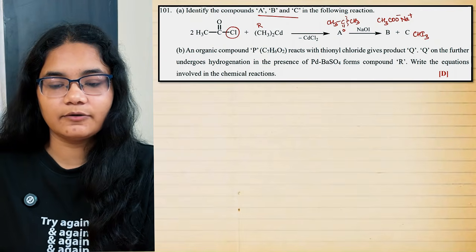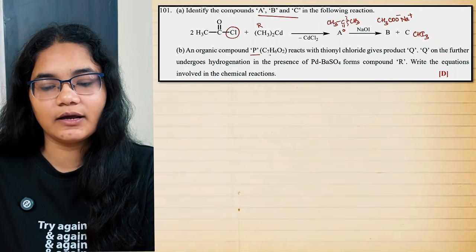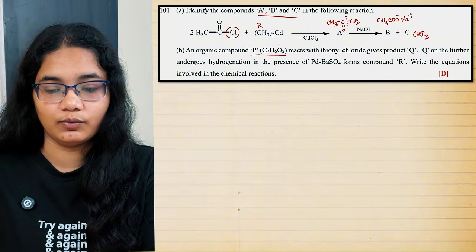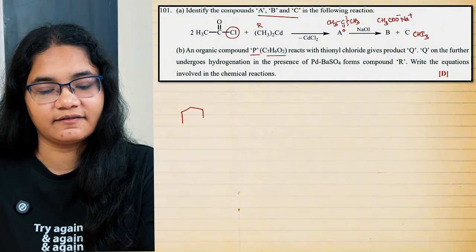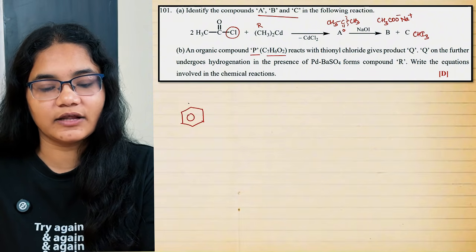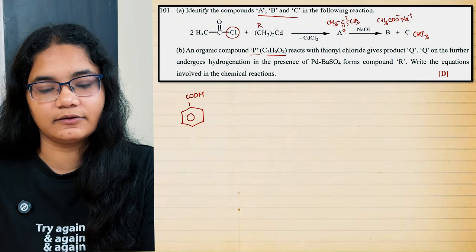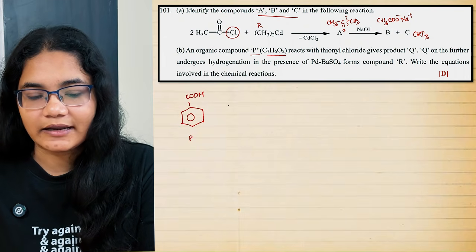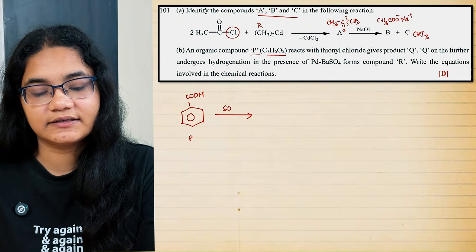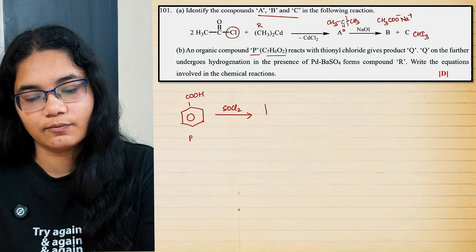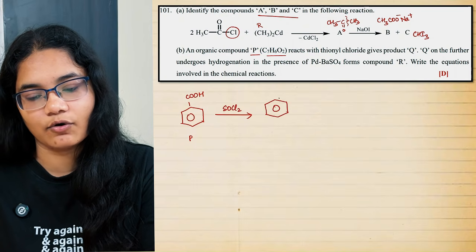The second part is important here. An organic compound C7H6O2. Again here we can easily guess C7H6O2, so that means it must be benzoic acid. This is P here. It reacts with thionyl chloride, that is SOCl2, to give you product Q. That will form here COCl.